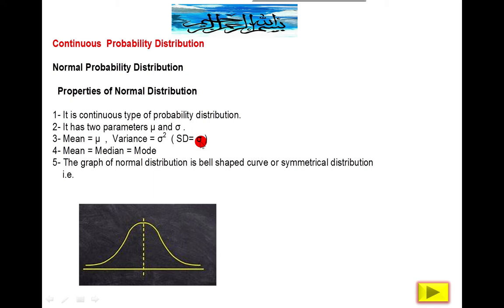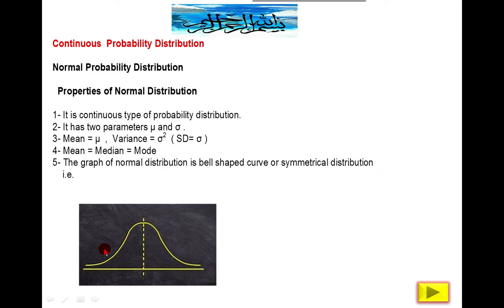If you plot the data of the continuous variable and the graph is a symmetrical bell shape, the mean, median, mode will be equal, 100%. So this is the property of the normal probability distribution: mean equal to median equal to mode. Number 5, the graph of the normal distribution is a bell shape curve or symmetrical distribution.